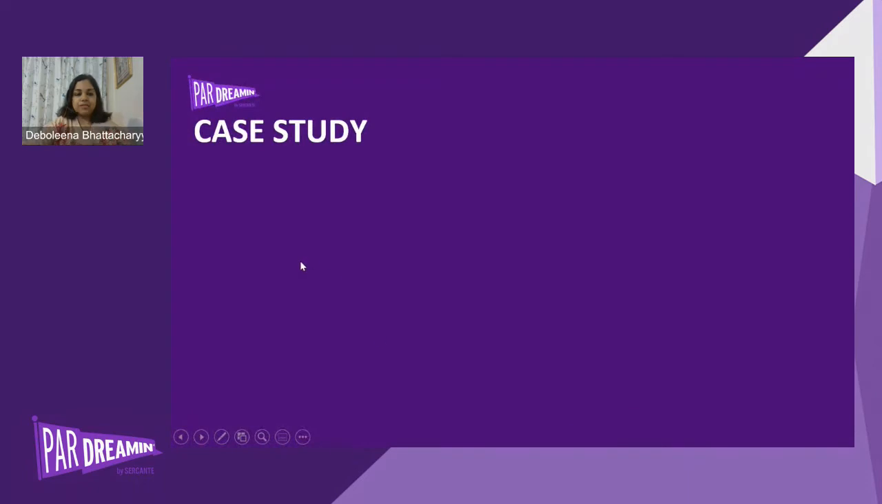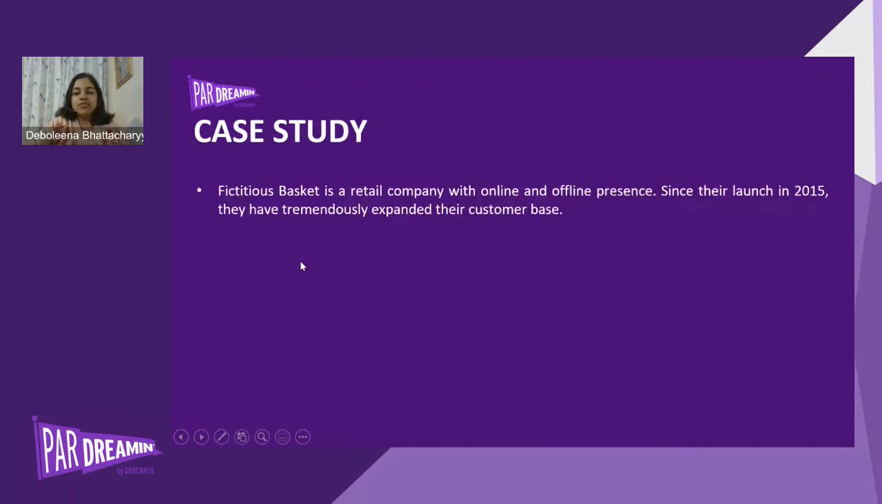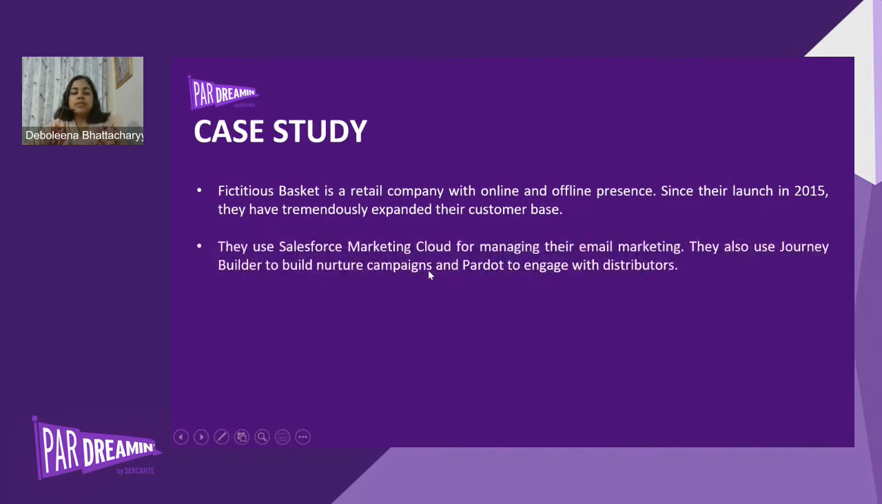Now, moving on to the case study. For today's case study, we're considering this retail company named Fictitious Basket, which has both an online and offline presence. They launched in 2015, and ever since, they've grown tremendously. In the way it operates, Fictitious Basket is both a B2B and a B2C company.